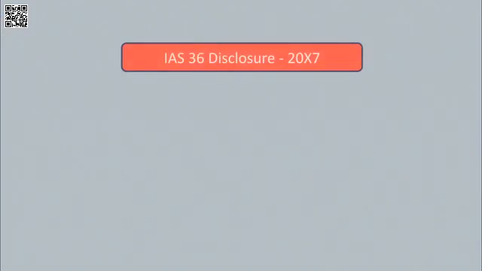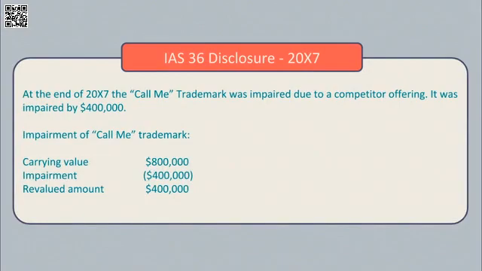And are there any disclosures for IAS 36? Yes, you will have to disclose this as well. In 20X7, the impairment occurred, so in 20X7 the disclosure would be as follows. The asset impairment in 20X7: at the end of 20X7, the Call Me trademark was impaired due to a competitor offering, and it was impaired by $400,000. The impairment of Call Me trademark is a carrying value of $800,000, the impairment of $400,000. And now we finally have a revalued amount which will match the revalued amount that we see in the statement of financial position.